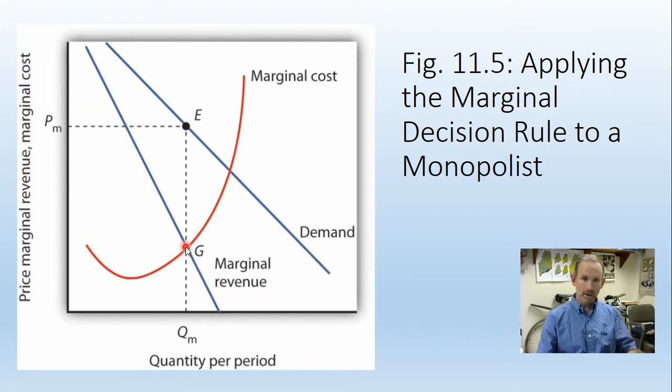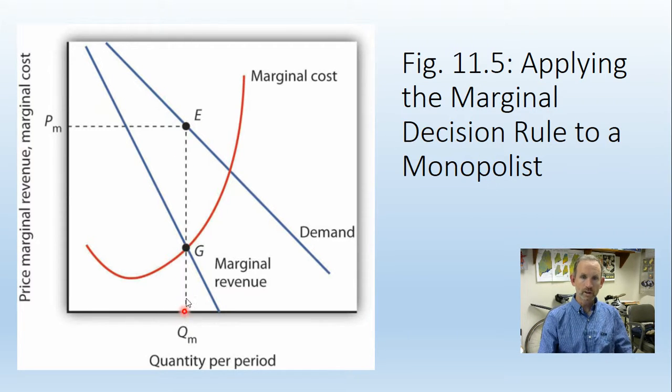But what's new now is the price that they're going to charge. When we did this for perfect competition, you found that intersection point, you went right straight over to the price axis, and that's the price they charge. But in this case, since the business has monopoly power, it can charge a higher price. It's going to go straight up to the demand curve, because the demand curve tells us the highest price that business can charge to sell a quantity of QM.